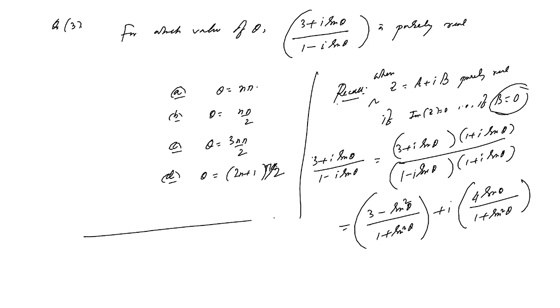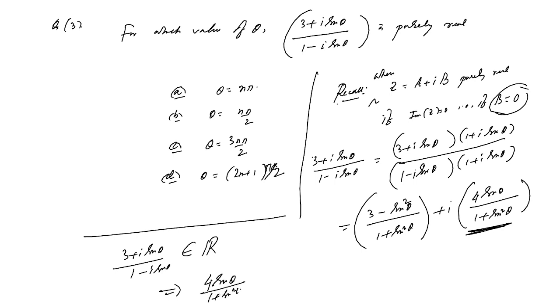Now this expression (3 plus i sin theta) by (1 minus i sin theta) is purely real, so it belongs to R. That implies the imaginary component is 0. So that means 4 sin theta by (1 plus sin square theta) equals 0, that means sin theta equals 0. That means theta equals n pi, and n belongs to integers. So this is the correct option, and all other options are false.